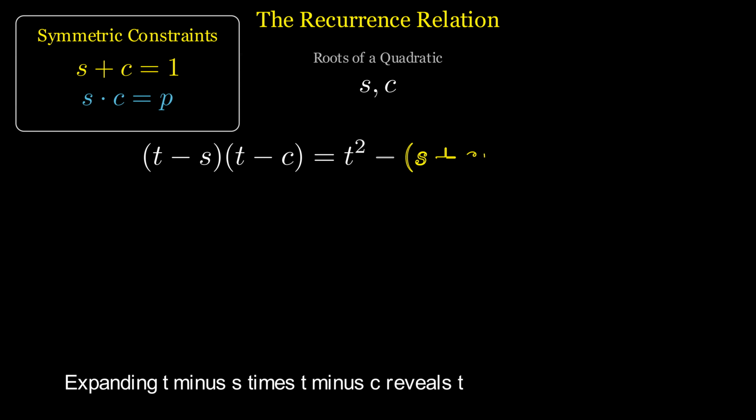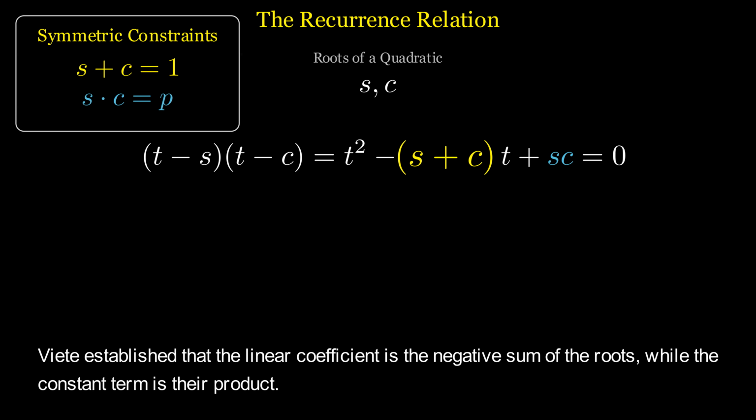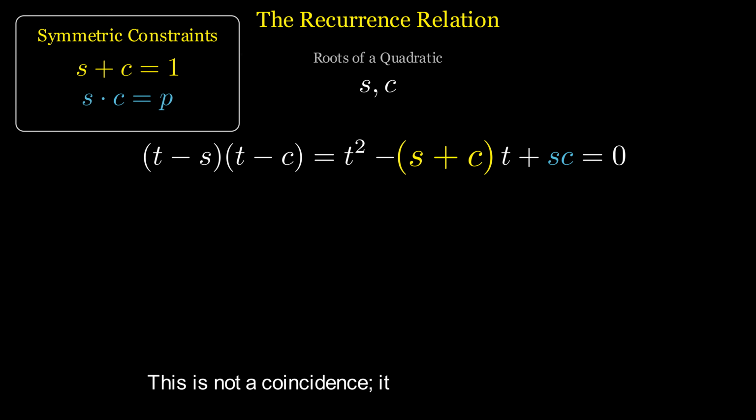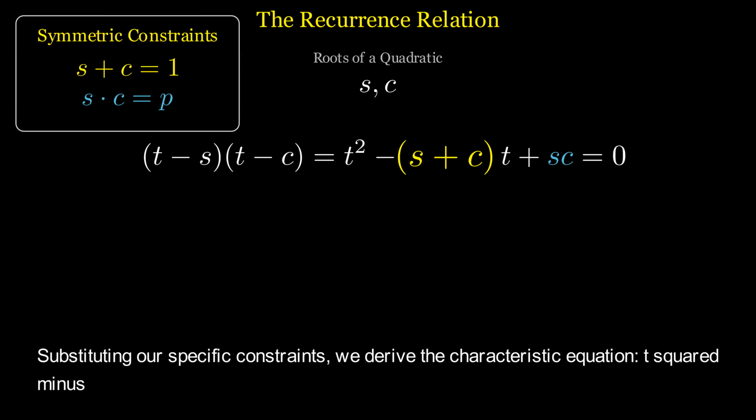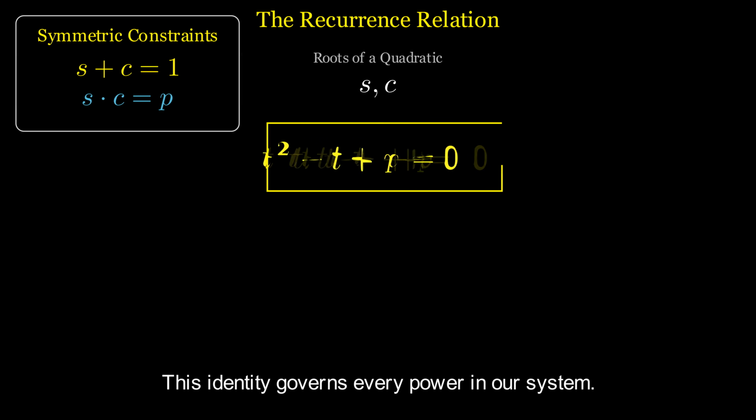Expanding t minus S times t minus C reveals the structural connections. Viète established that the linear coefficient is the negative sum of the roots, while the constant term is their product. This is not a coincidence. It is a structural necessity. Substituting our specific constraints, we derive the characteristic equation, t squared minus t plus P equals 0. This identity governs every power in our system.